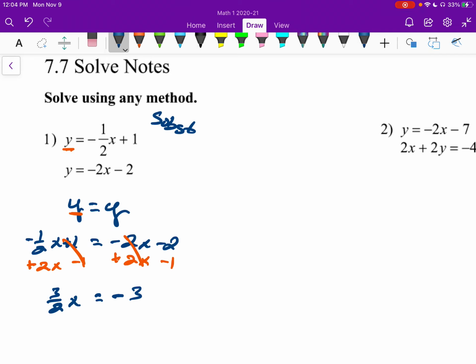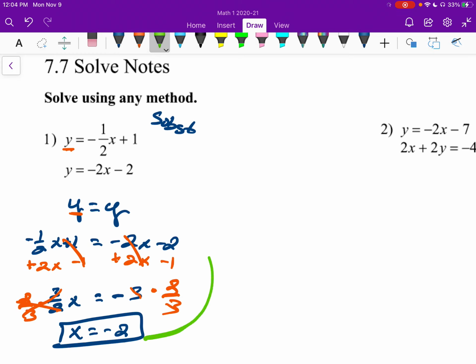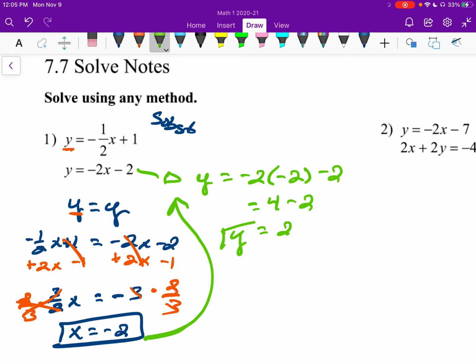To get rid of the fraction in front of x, I'm going to multiply by the reciprocal. So these cancel, and on my right side, my 3's cancel, and I'm left with just x equals negative 2. You are more than welcome to use a calculator whenever you multiply by fractions. Now that I have x equals negative 2, I'm going to plug into one of the two equations. I'm going to use the bottom one. So y is negative 2 times negative 2 minus 2, which is 4 minus 2, which is just a plain old 2. So I have the point negative 2, 2.